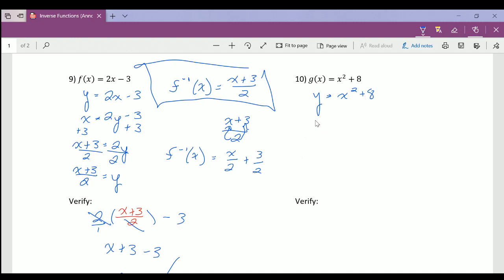Swap your x and y, so we are looking at x equals y squared plus 8. And then solve for y. So we'll subtract 8 from both sides of the equal sign. That's going to give us x minus 8 equals y squared.